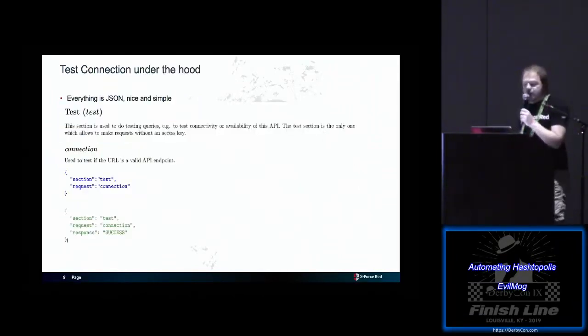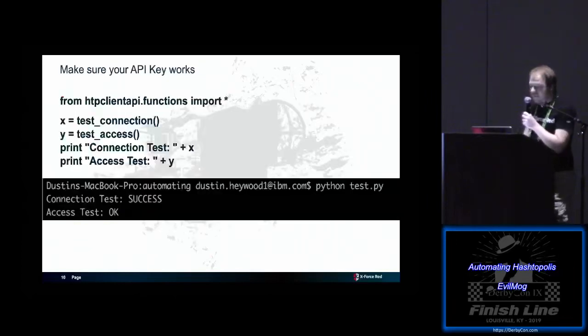So the nice part about Hashtopolis automation, these guys spent months listening to me complain until they wrote an API for me. And they did everything in JSON so they wouldn't have to go listen to me complain. So all the bad problems are on my side rather than theirs. So a simple connection test API is tell it you want section test, request a connection, it gives you a response of success.